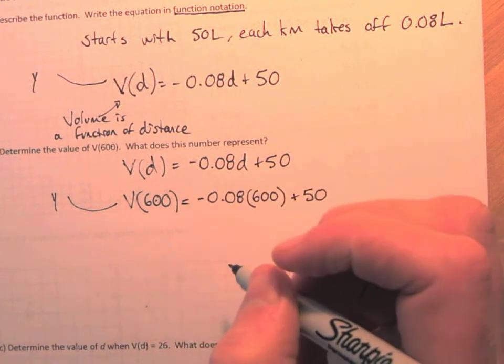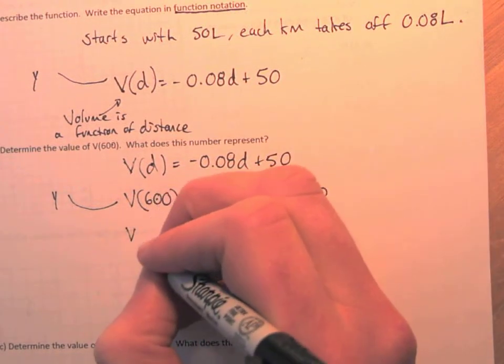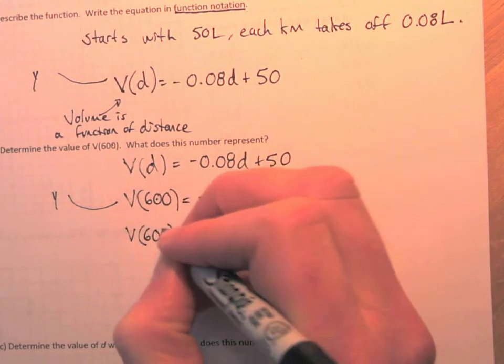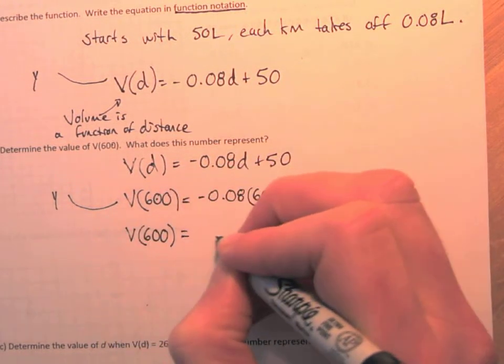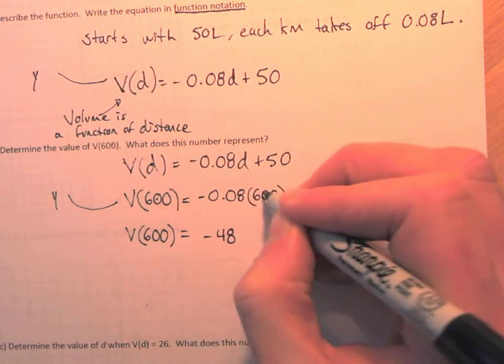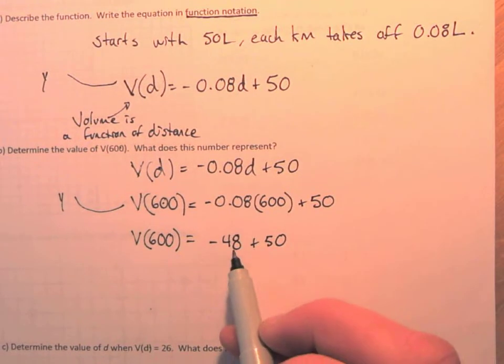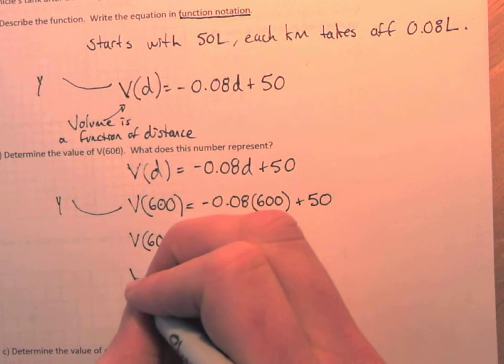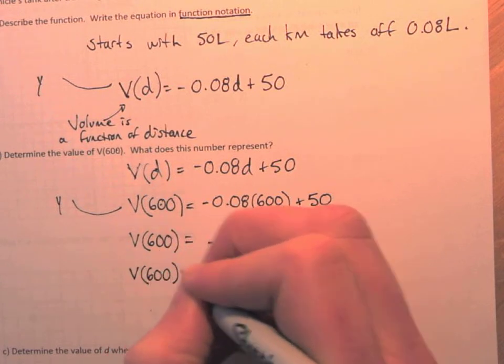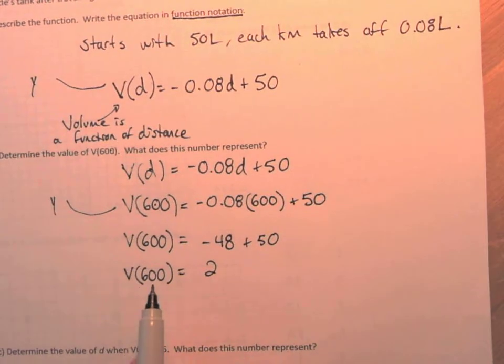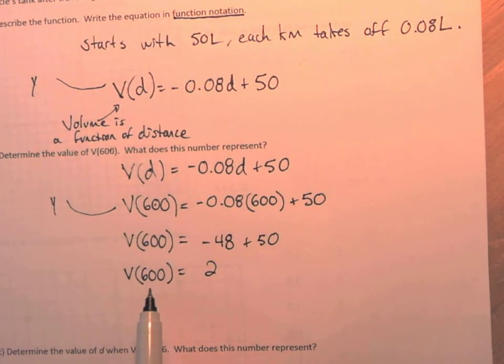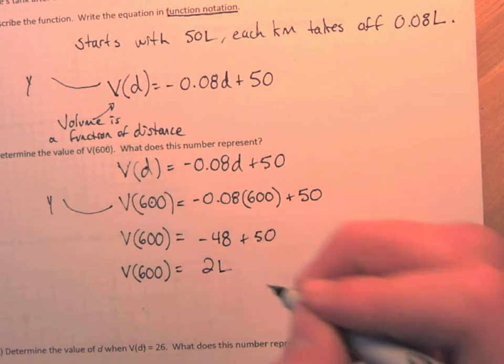Okay, so now we can simplify it. V of 600, which is just one variable, is equal to negative 48 if we times those two, plus the 50. Now negative 48 plus 50 is just 2. So what this means is the volume when you've traveled 600 kilometers is just 2 liters left.